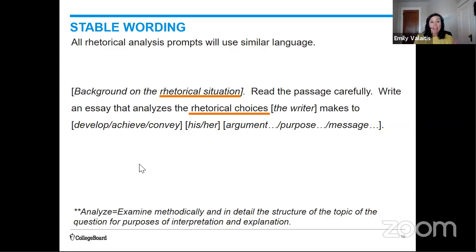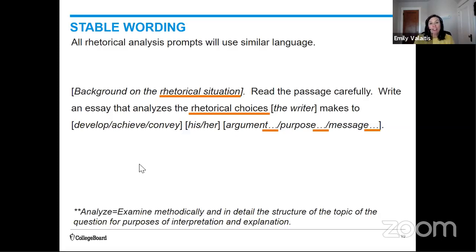In this case, analyze means to examine methodically and in detail the structure of the topic of the question for purposes of interpretation and explanation. And then this is the next piece I think is really interesting and helpful for you guys. You will always be asked in a prompt to analyze those rhetorical choices the writer makes to develop, achieve, or convey his or her argument, purpose, or message.